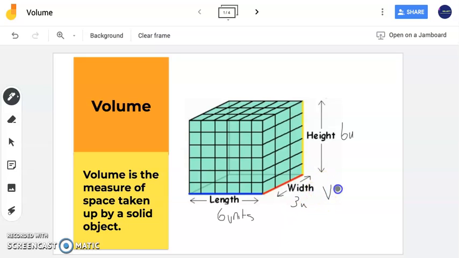which is creating a formula known as length times width times height. And this formula is what we're going to use today. So here I have my length of 6 times my width of 3 times my height of 6. So we know that 6 times 3 is 18, and then 18 times 6.